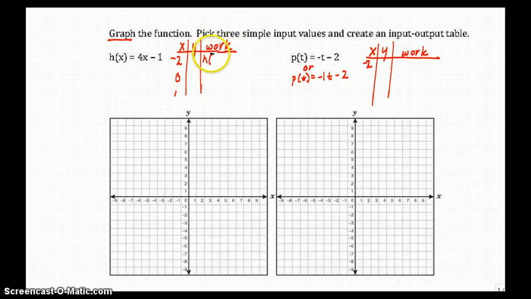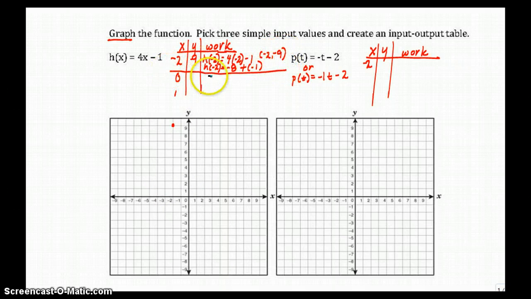So you're going to have h of -2 equals 4 times -2 minus 1. And you have 4 times -2, so h of -2 equals -8 minus 1. I'm going to change that mentally right now to plus -1, which gives us -9. So it's -2, -9. I'm going to plot that right here, -2, -9. That's your ordered pair.